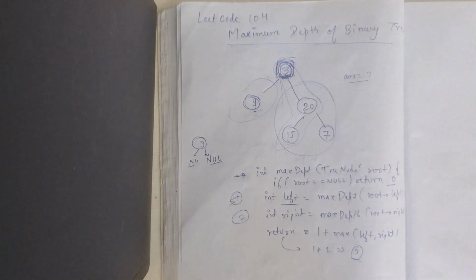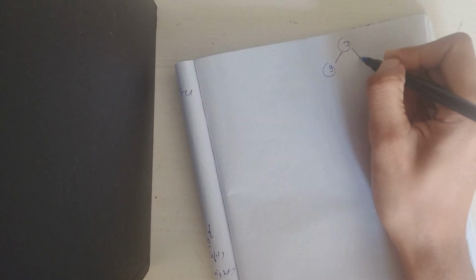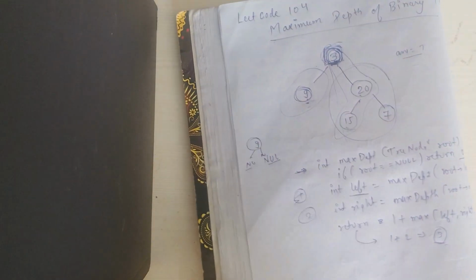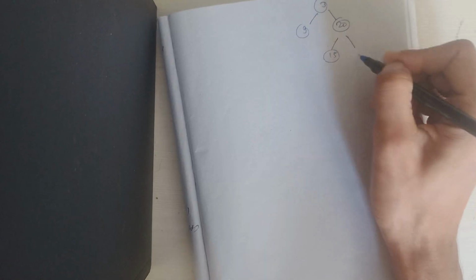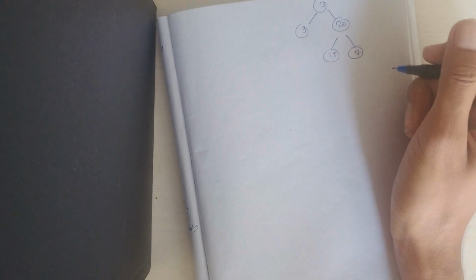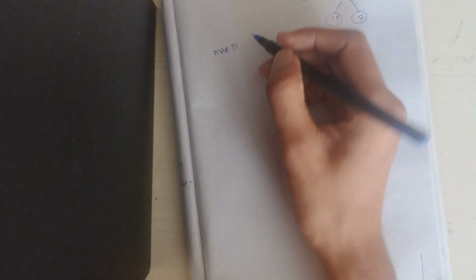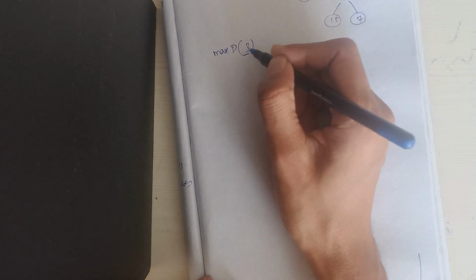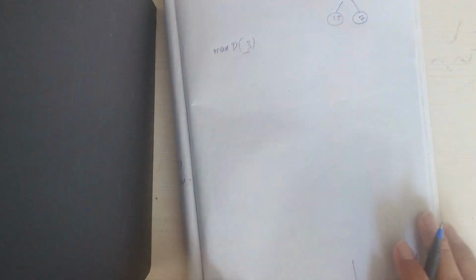Now let's dry run the code. We have a tree like 3, 9, 20, then 15 and 7. So I will make a stack here. First of all, maxDepth of 3 will be called. Let the root be 3.